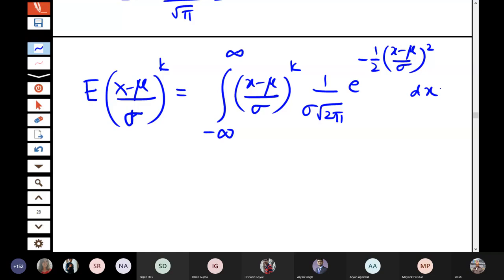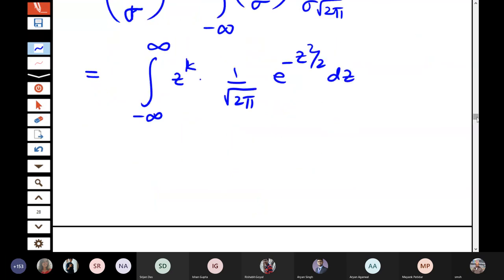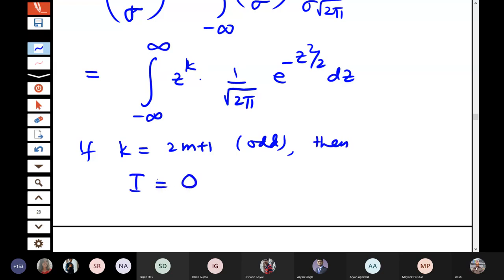And we consider the same substitution, so I am not explaining it again. So it is z to the power k, 1 by root 2 pi, e to the power minus z square by 2, dz. So if k is odd, then this becomes an odd function, so this will always be 0. So if k is odd, then I is always 0, that is mu of k.